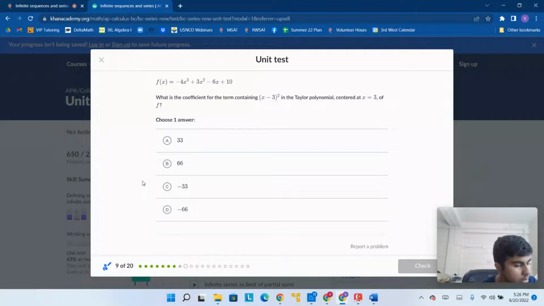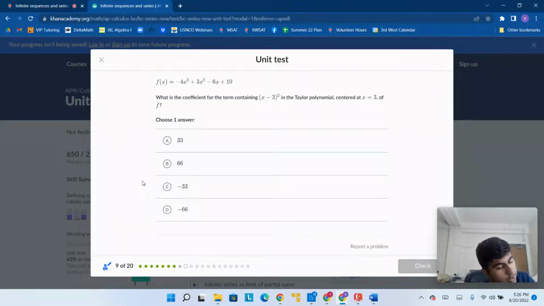When you plug in 3 in here, what do you get? Negative 12 times 9, that's negative 108, plus 18, which is negative 90, and then minus 6, negative 96. And then f double prime of x is going to equal negative 24x plus 6. It's going to be negative 72 plus 6, negative 66. But of course, this is over 2 factorial.